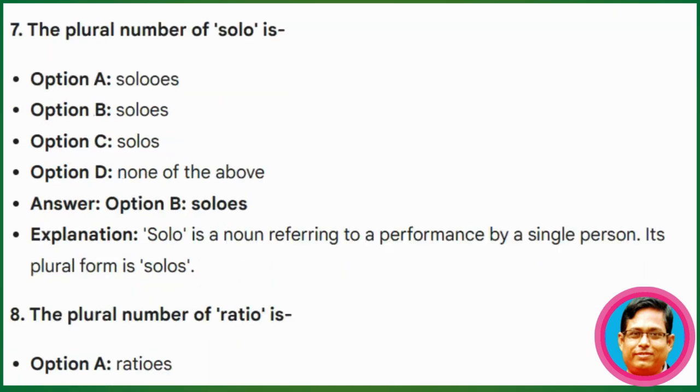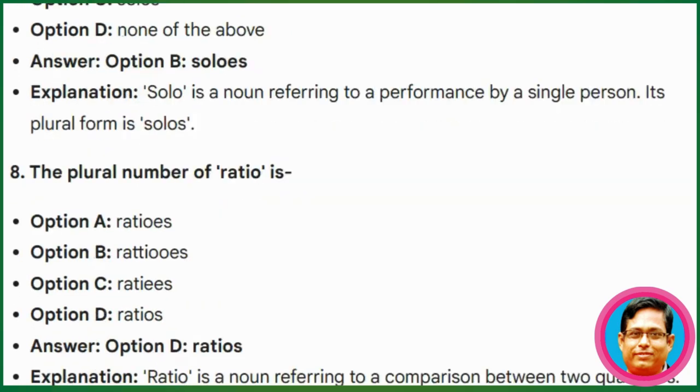7. The plural number of solo is option A, solos. Option B, solos. Option C, solos. Option D, none of the above. Answer, option B, solos. Explanation, solo is a noun referring to a performance by a single person. Its plural form is solos.